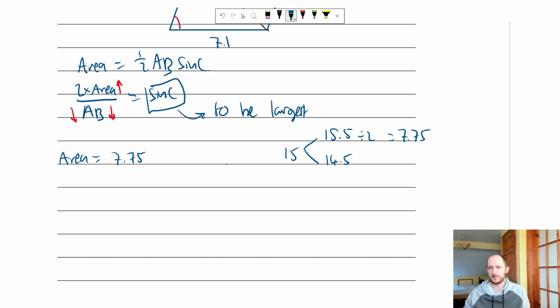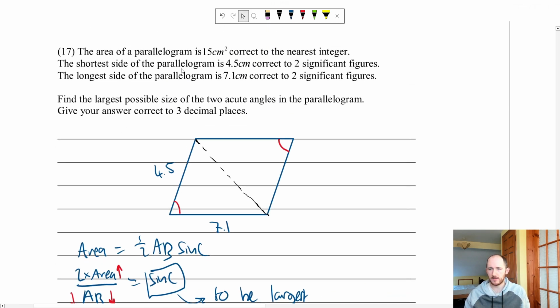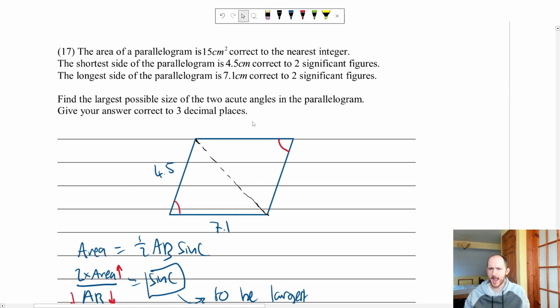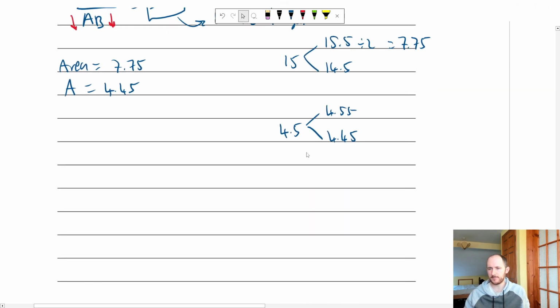A and B. It doesn't matter which way around you do it. So 4.5 to 2SF, sure. The largest possible value would be 4.55. The smallest possible value would be 4.45. We want the lowest value, so I'm just going to call it A equals 4.45. Again, it doesn't matter which way around you call them, so don't worry too much. And longest is 7.1. So again, largest value is 7.15, smallest value is 7.05. Yep. And that means we're going to be using 7.05.